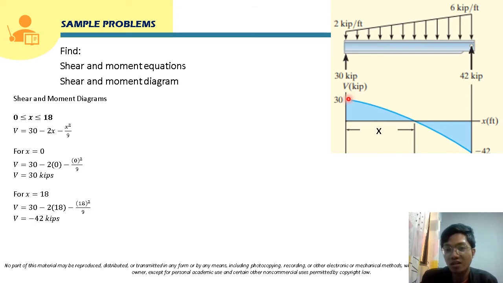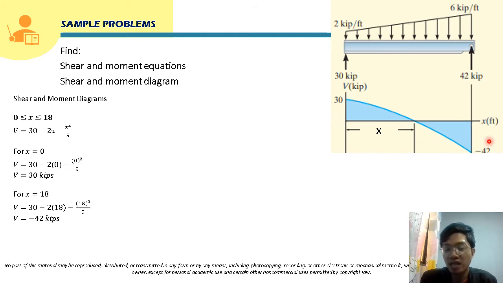That's why it's concave downward. So this is concave downward, class. That's our rule. This is really parabolic because from our equation for shear, this is x squared, so it is second degree. So this is parabolic. This will now be our diagram for shear.